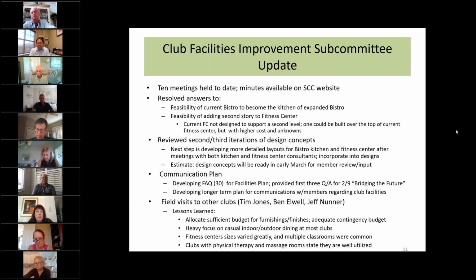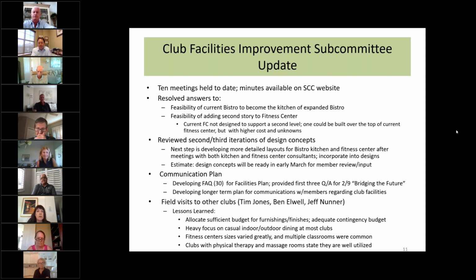As far as the communication plan goes, we're working with the golf committee and Sandy's communications committee. The club facilities subcommittee has developed 30 Q&As for the facilities plan and some other general questions. If you saw the Bridging the Future on February 9th, those first three Q&As were developed by the fitness committee, and we are continuing to work and finalize the rest of the questions that we've developed.